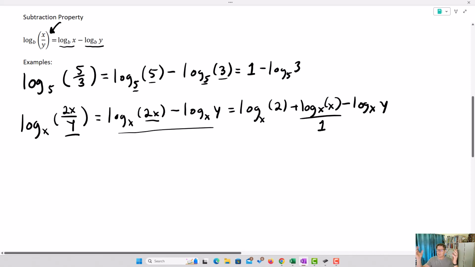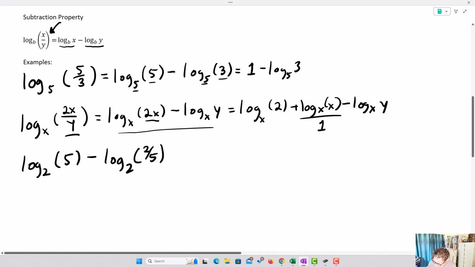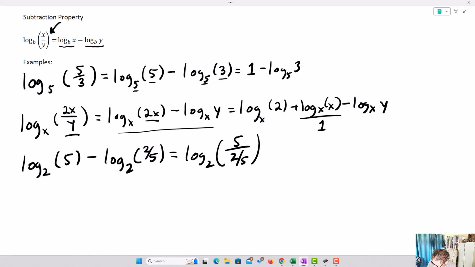Let's contract it. Let's actually bring it in. Let's take two separate logarithms, turn them into a single logarithm, and contract. So we'll now have log base 2 of 5 minus log base 2 of 2/5. What we're going to notice is we've got log base 2 of 5 divided by 2/5. And this ends up being log base 2 of 25 over 2 if you just invert and multiply.